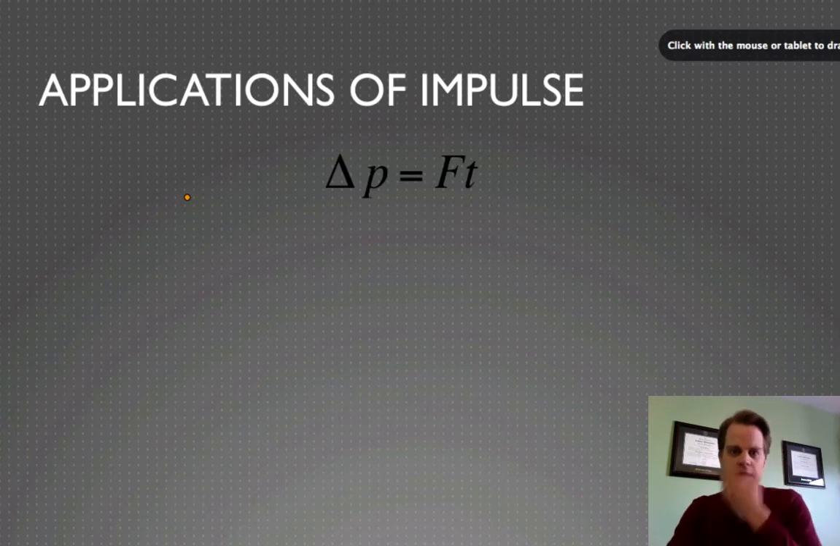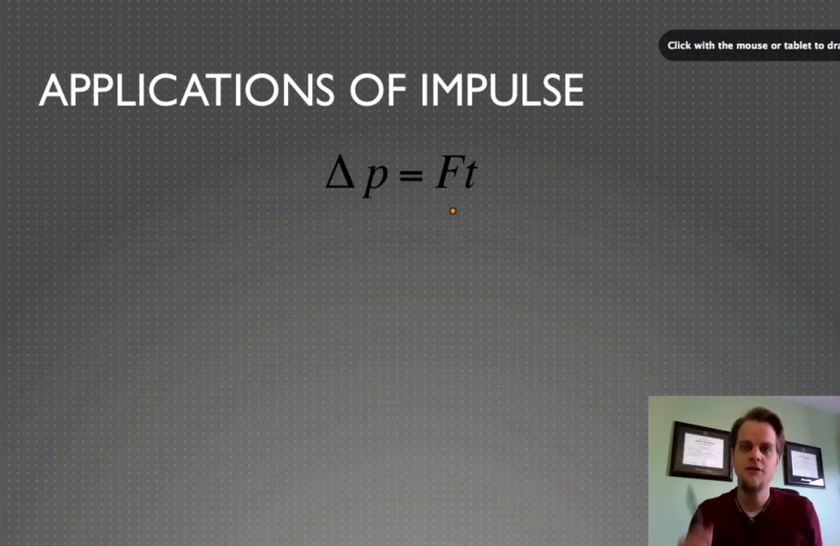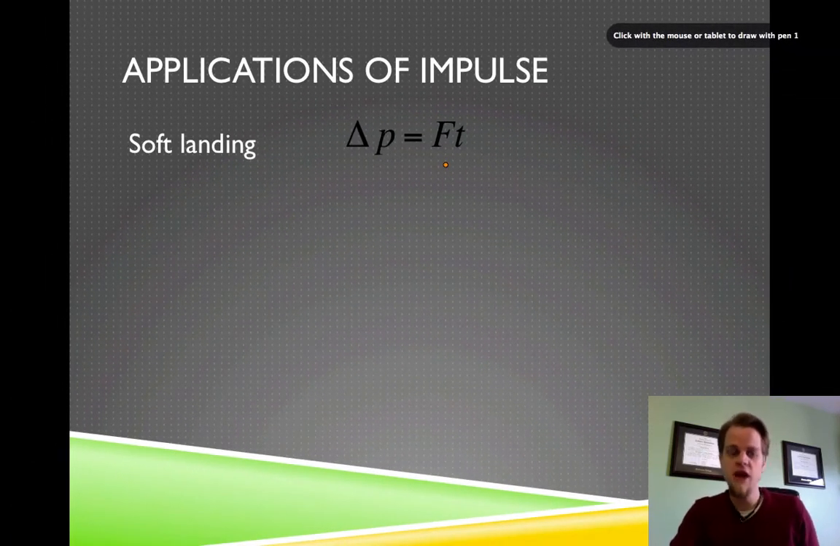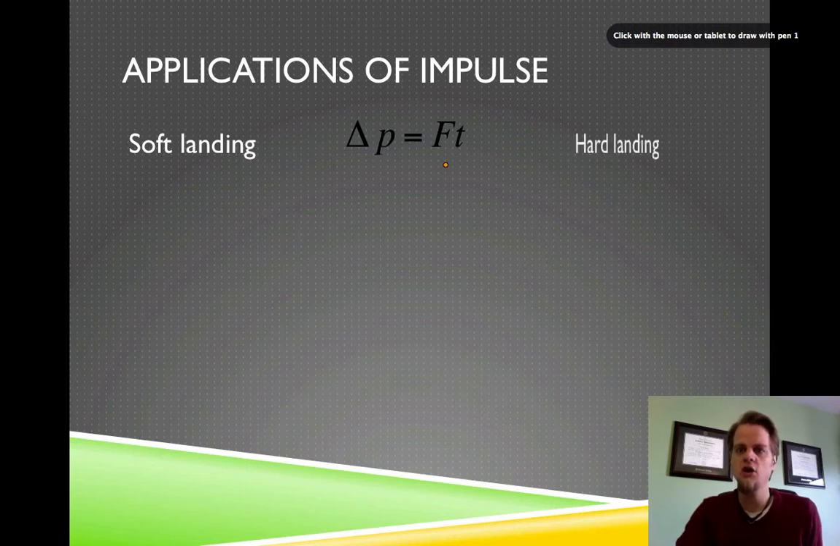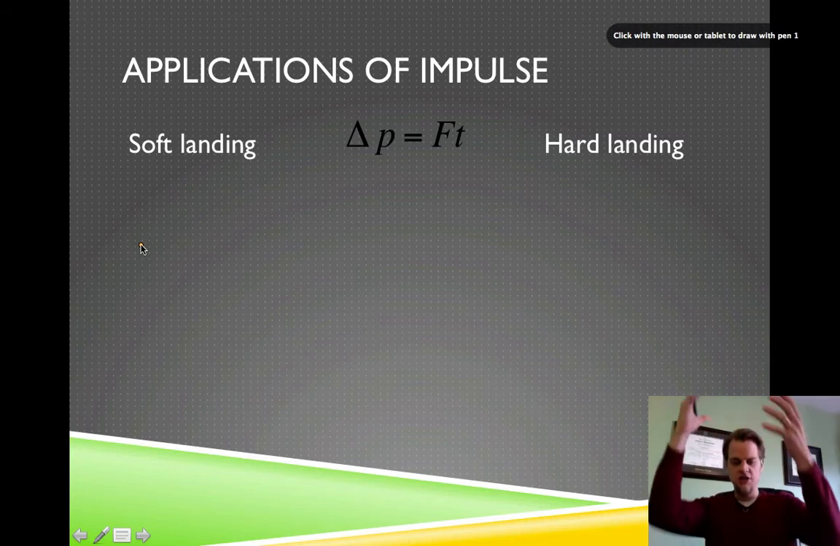Last little bit here: applications of impulse. If we're talking about impulse, delta P equals F times T. What does this mean to us in the real world? Safety. This is the number one thing to think about in safety. Let's think about it simply. Let's say you jump off of your bed. You can either have a soft landing or a hard landing. If you land in a big pile of foam, it's a nice soft landing.